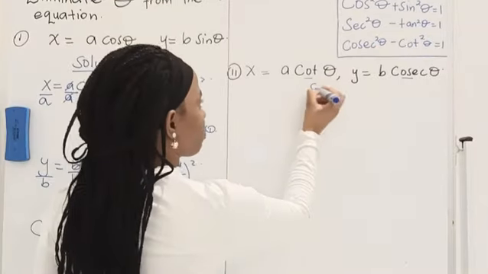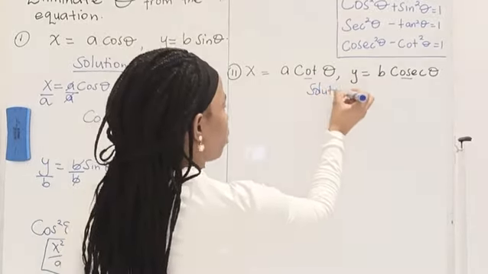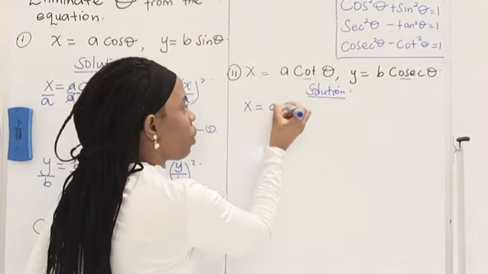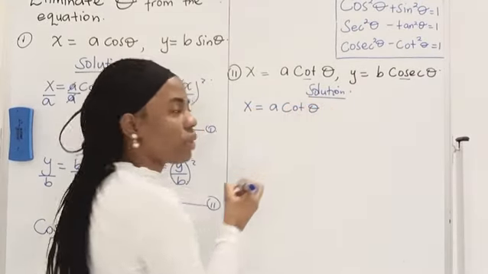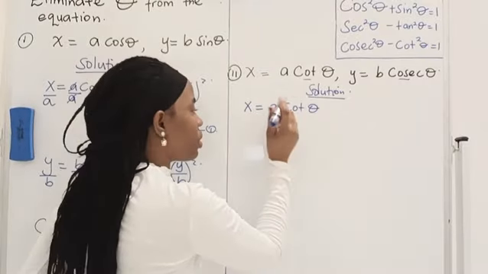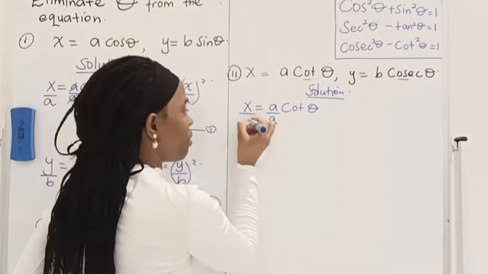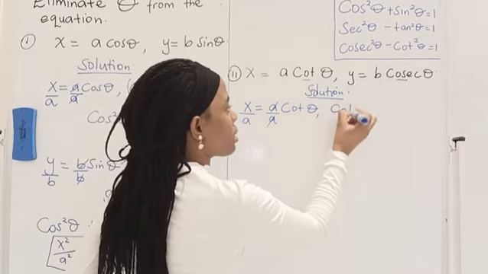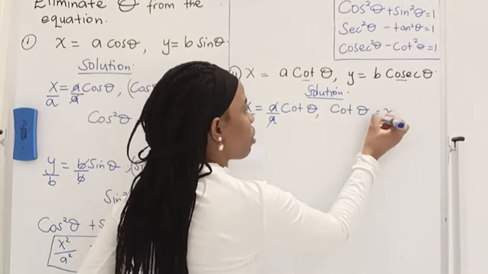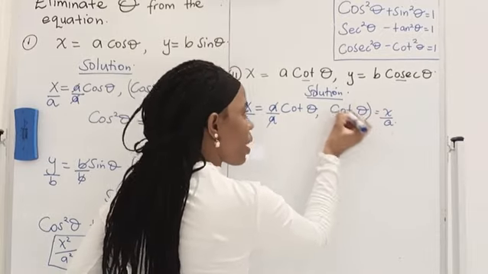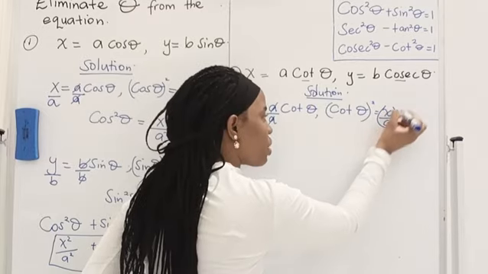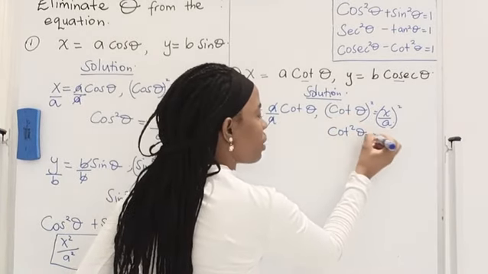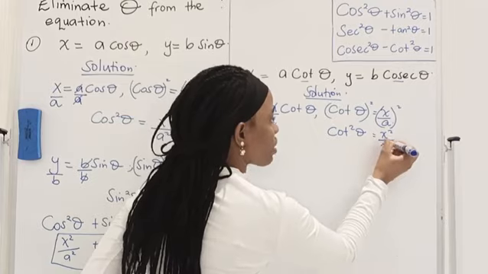So in our solution, we shall have x equaling a cot theta. Now let us make cot theta the subject. You divide through by a. This one is going to disappear, so I will have cot theta equaling x out of a. Now you square both sides because I need cot squared. So this is going to be cot squared theta equaling x squared out of a squared.